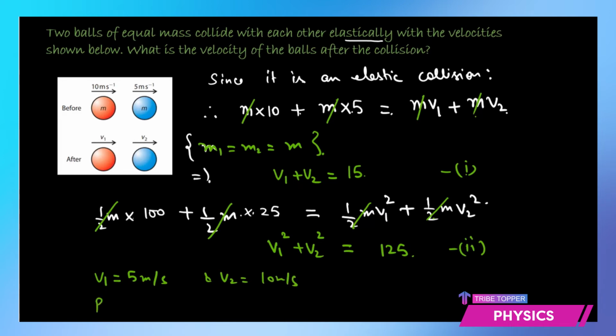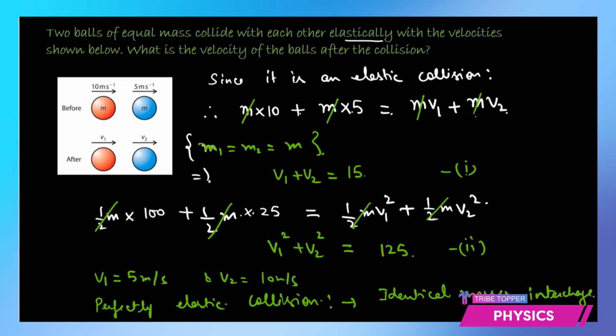This is the case of a perfectly elastic collision where the two identical bodies interchange their velocities. So this is a perfectly elastic collision because identical masses interchange their velocities, which we can see in this case numerically. So that was a perfectly elastic collision because they interchange their velocities.